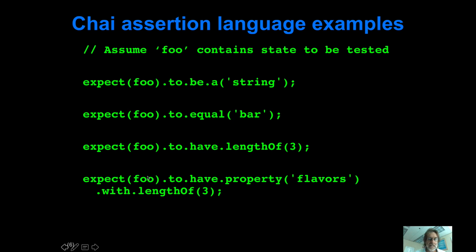So here's an example. You can read this really easily. Expect foo to be a string. It's hard to not understand what that particular assertion is. Or expect foo to equal bar, or expect foo to have length of 3. All these things are really quite obvious when you read them, and that's what's nice about assertion languages: they put a lot of energy into figuring out how to make these things very, very readable. Okay, so that's the assertion language.